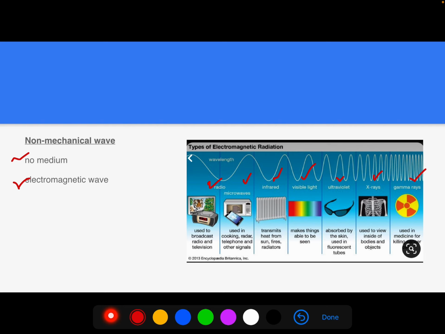The frequency increases in this way. Frequency goes on increasing and wavelength increases from gamma rays to radio waves. The radio waves are used to broadcast radio and television, and microwaves are used in cooking, radar detection, telephone and other signals. Infrared is used in transmission of heat from the sun, fire radiation, etc.